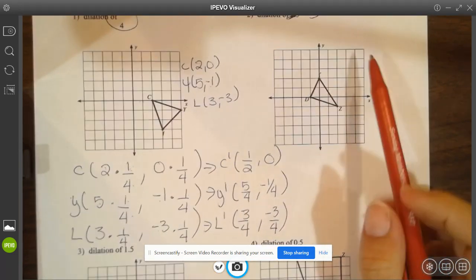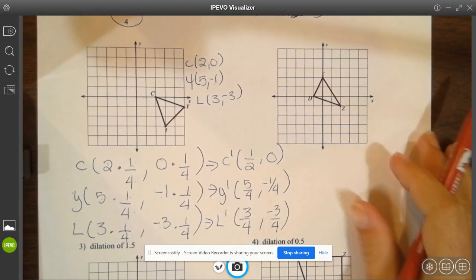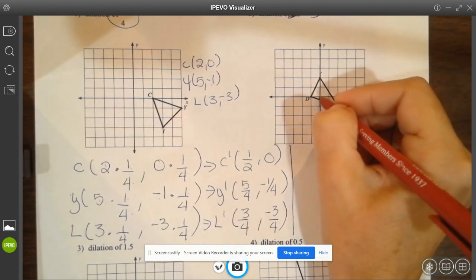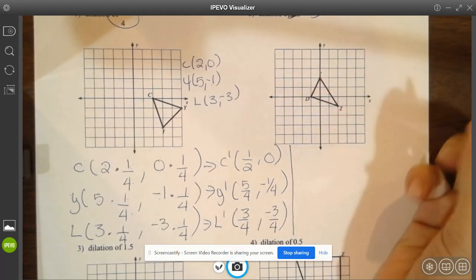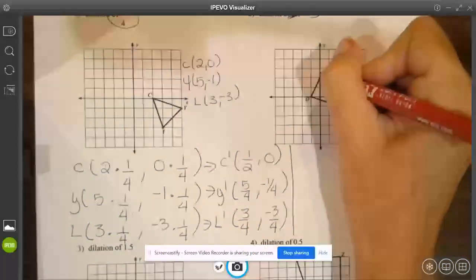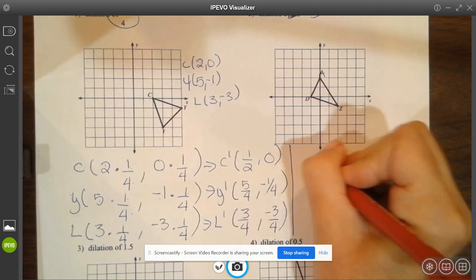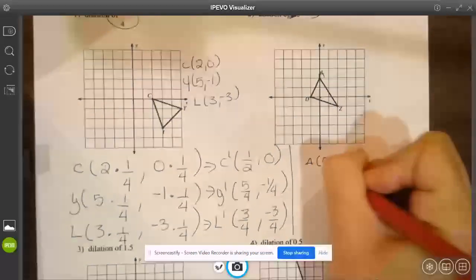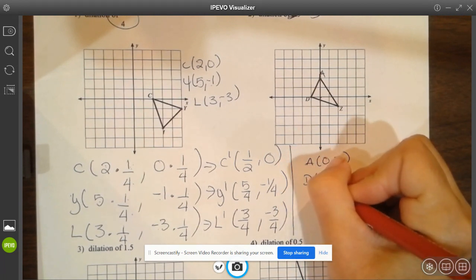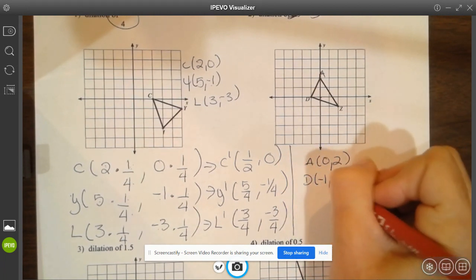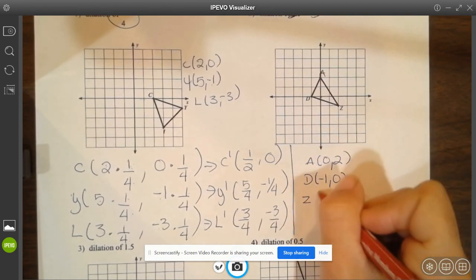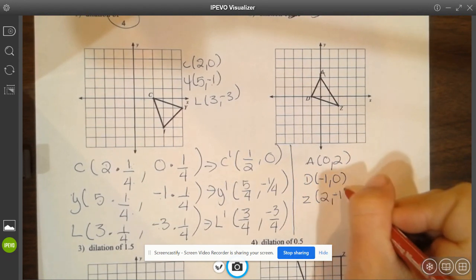Okay, so let's do another one. Let's do a dilation of 3. Let's do this one. Okay, so let's find the points here. So that's 0, 1, 2, my first point. I'm going to put whatever letter there because I have no idea what letter that is. Let's say this is A. So A is 0 and then 2 up. D is negative 1, 0. And then Z is 2 and then 1 down.